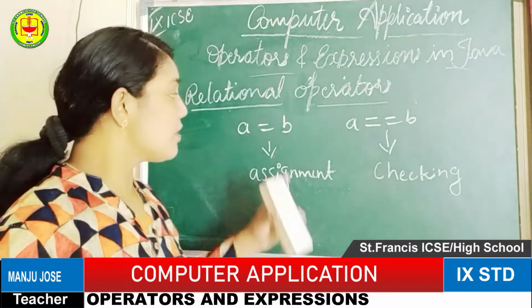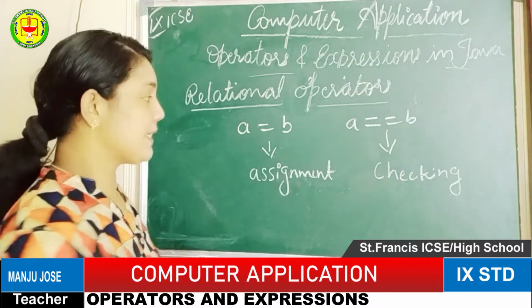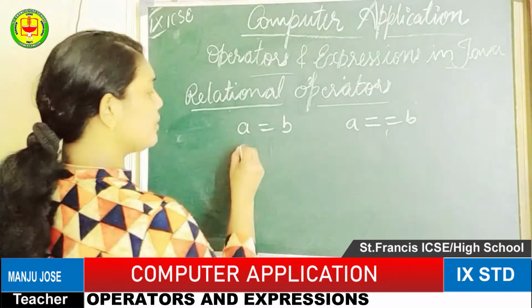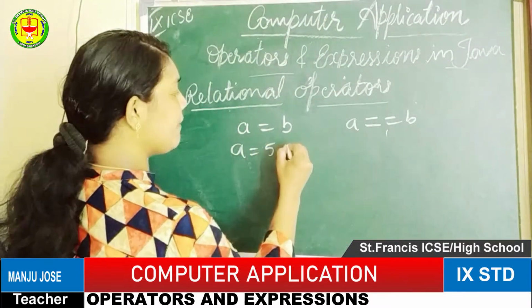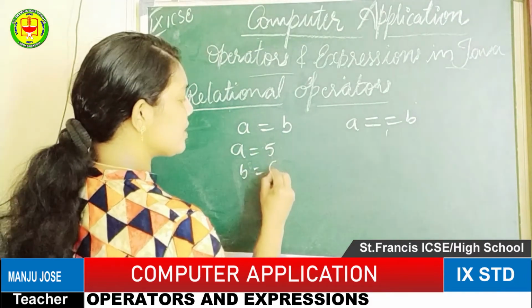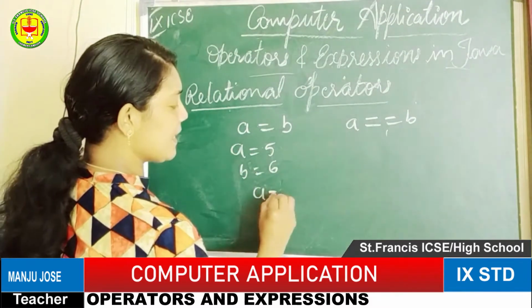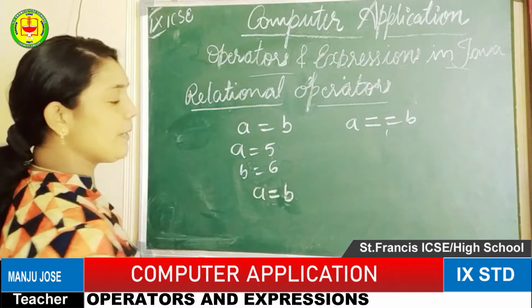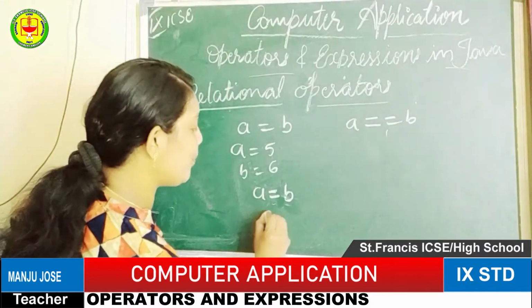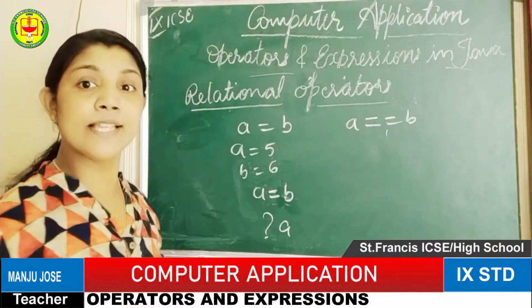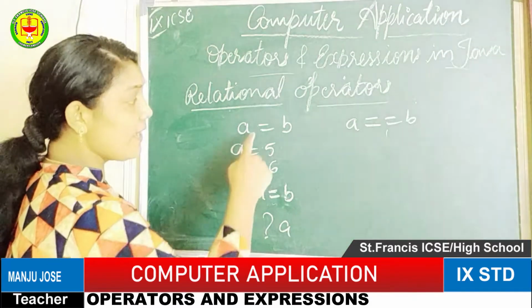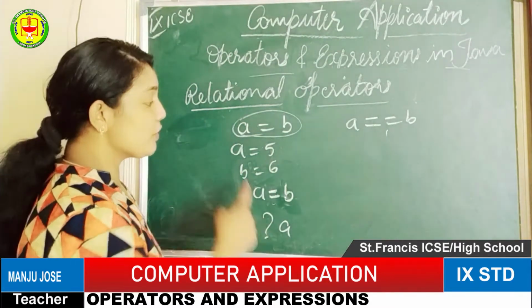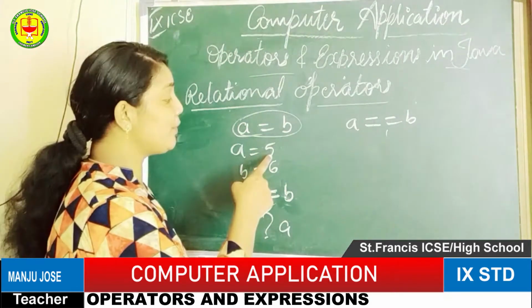Okay, let's see how it works. Here A equal to 5, B equal to 6. I have just given the statement A equal to B. So what is the output of A? See, A equal to B. We are evaluating this statement. The first value I have assigned is 5.